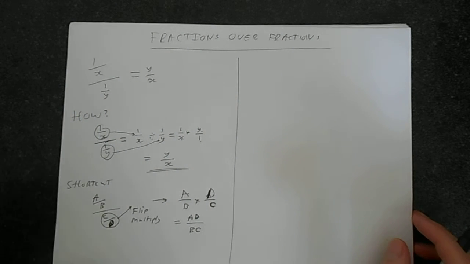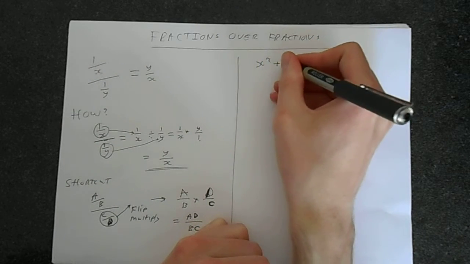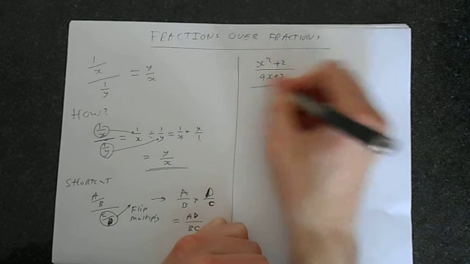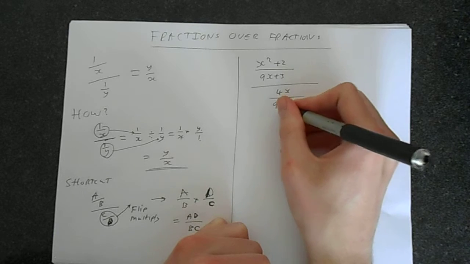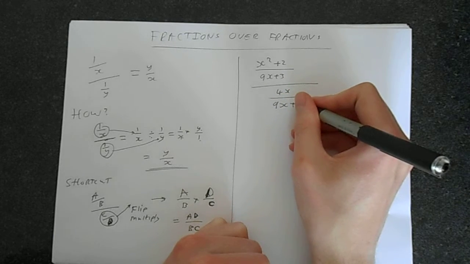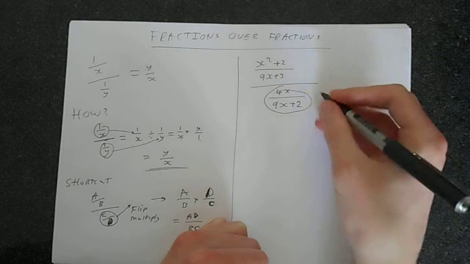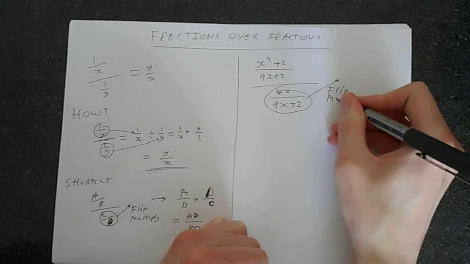Let's try a real world example now. Something that we'd actually have to deal with. It looks really hideous to start with, something like x squared plus 2 over, say, 9x plus 3. This is pretty much random. 4x over 9x plus 2. Okay, let's take this bit, move it to the top, flip, and multiply.